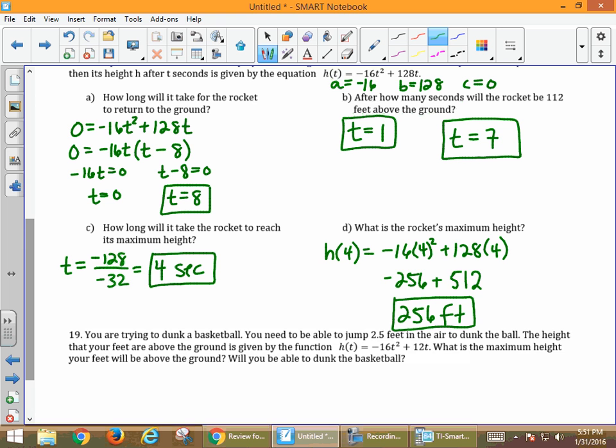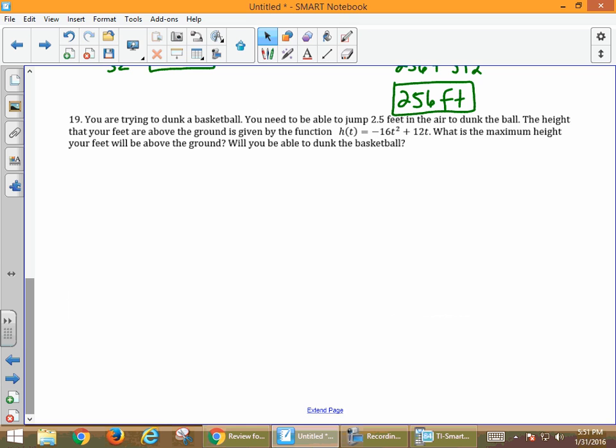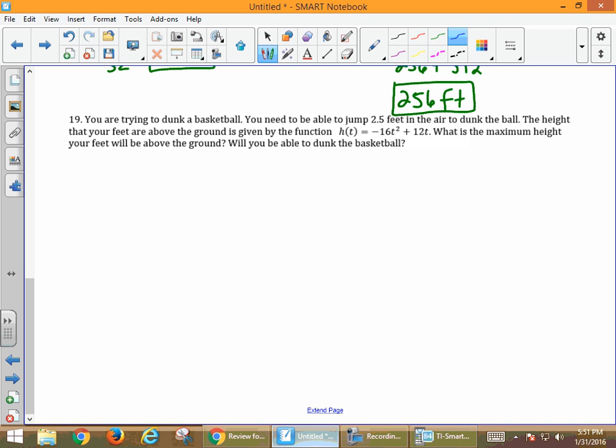And that brings us to our last problem, question 19. Question 19 says, you're trying to dunk a basketball. As you guys know, I probably cannot dunk a basketball on a standard rim. But in order to dunk a basketball, we need to be able to jump 2.5 feet into the air to dunk the ball. The height that your feet are above the ground is given by a function, h of t equals negative 16t squared plus 12t. What is the maximum height your feet will be above the ground?